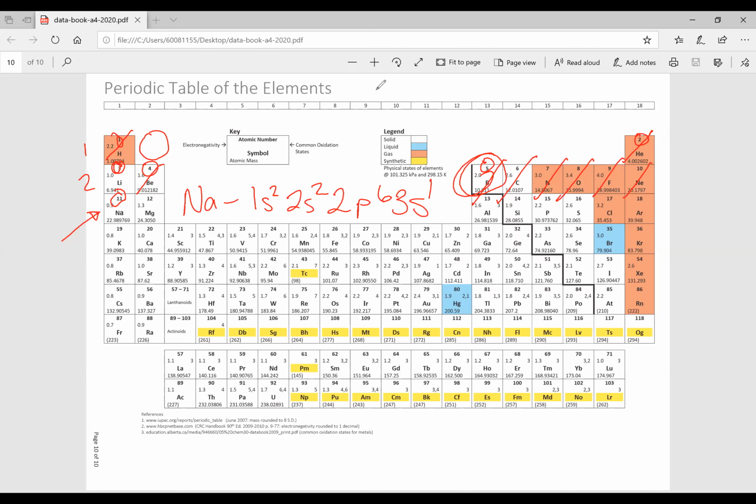I'm going to mute myself, and you guys, I'll give you a few minutes. I would like for you guys to try calcium. Okay, and while I'm muted, I'll see what's going on with my dog here. So try the electron configuration for calcium.